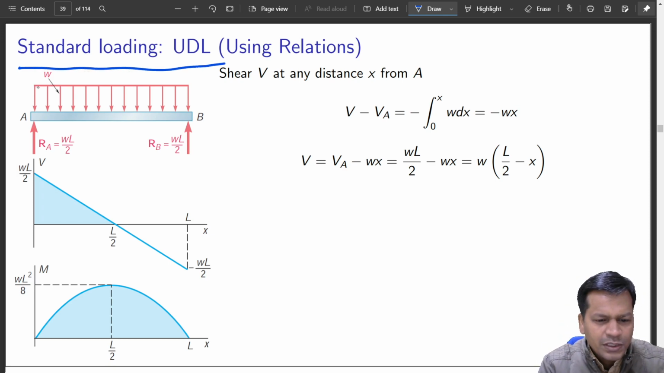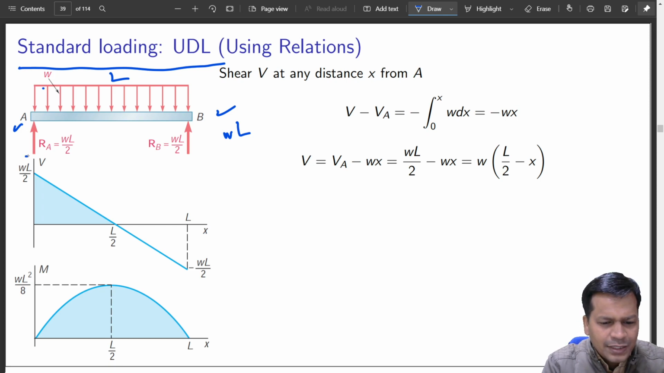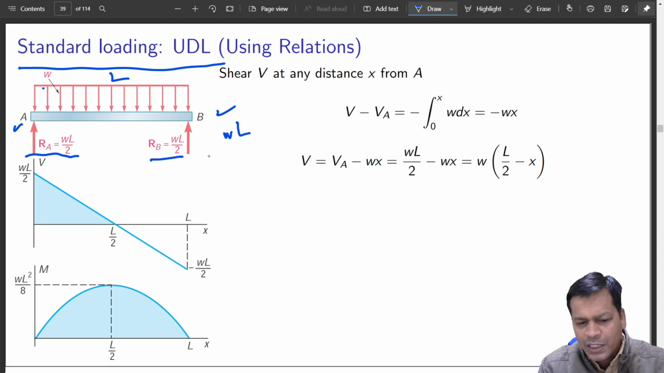So this is w, a uniformly distributed load throughout the span from A to B. Reaction forces at the ends should be equal to, how much is the span? The span is L. So the total load acting on this beam is equal to w into L. Because it is symmetrically placed, both the end reactions will be equal to wL by 2. I hope this is clear.